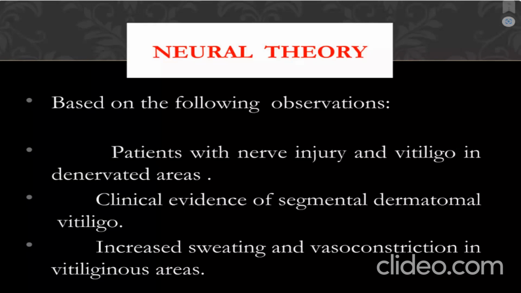So this is neural theory, meaning based on nerve injury. So patients with nerve injury and vitiligo in denervated areas, clinical evidence of segmental dermatomal vitiligo, and increased sweating and vasoconstriction in vitiliginous areas.